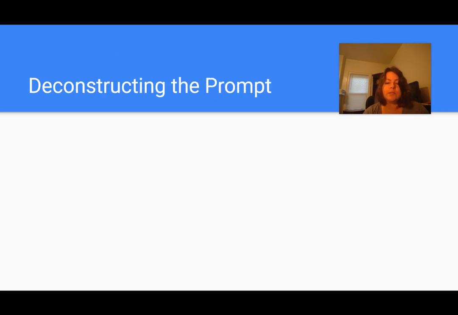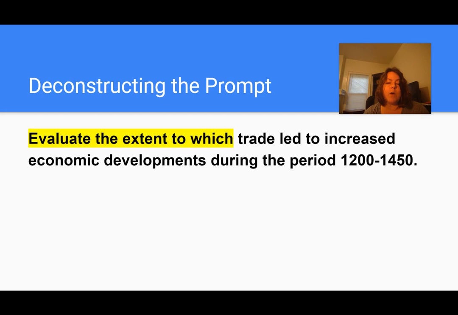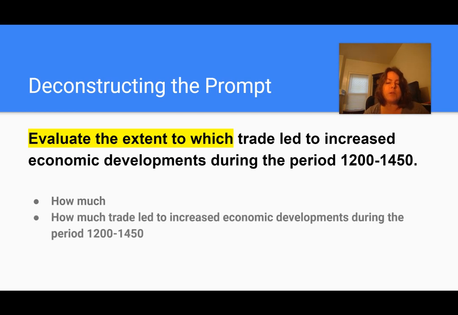All right, so what does this mean? College Board likes to lead with "evaluate the extent to which," and this can throw us off because we're like, oh, we don't talk like this. I don't know what that means, right? Evaluate the extent to which really just means how much. All of your essay prompts are going to start off with this, so just think, how much. If we plug that in: how much trade led to increased economic developments during the period 1200 to 1450? Again, that's not exactly the best wording, so let's keep going.